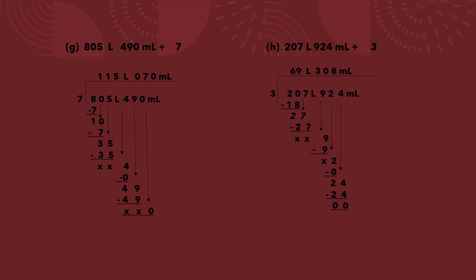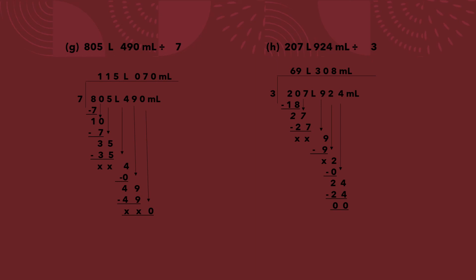Then after liter is written, write down liter above also in the quotient. Then bring down the next number from the milliliter side. That is 9. Now 9 comes in the table of 3 3 times. So write down 3 on the quotient. Then subtract. Then 9 minus 9 is 0. Then bring down the next number. That is 2. Now 2 is smaller than the divisor 3. It will not go. So write down 0 above on the quotient. Then bring down the next number 4. It will become 24. Now 24 comes in the table of 3 8 times. Now 3 8s are 24. Now 8 you write on the quotient and then subtract. So remainder will be 0 and quotient is 69 liters 308 milliliters.